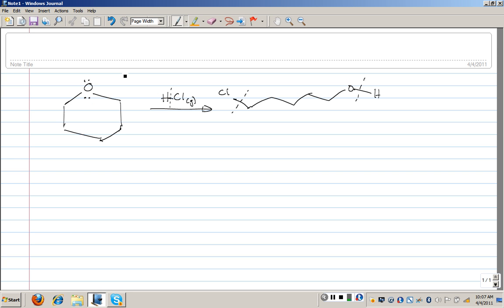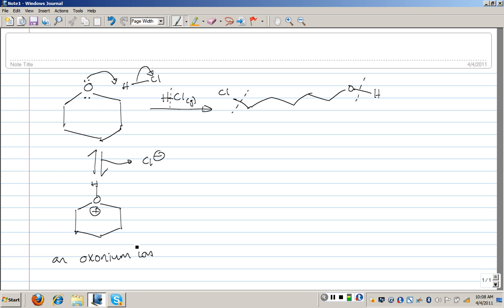So I can say then that the first step of my mechanism is that the lone pair of electrons on the O is attacking the HCl, and the H-Cl bond breaks. That is an acid-base reaction, so it's an equilibrium. I'm going to lose chloride, and I will generate this species. Okay, this is called an oxonium ion.